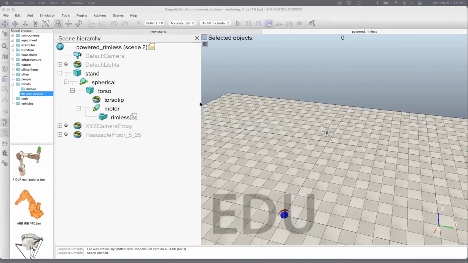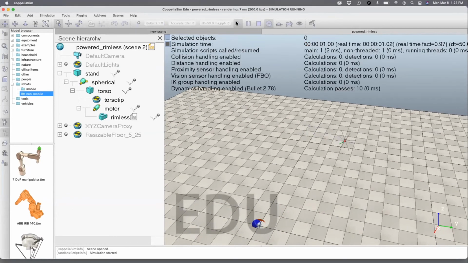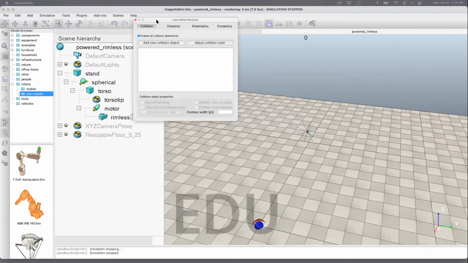Okay, so this is what I gave you for homework. And then if you run this, it basically stops. Okay, so what you can do here is, and I don't know if you've seen this, but if you click on module properties, okay, this thing shows up.